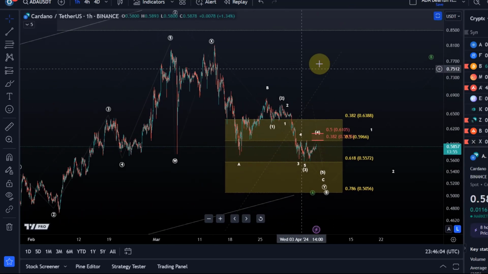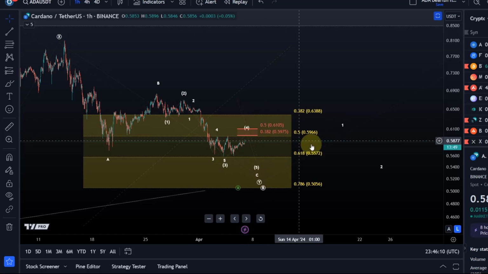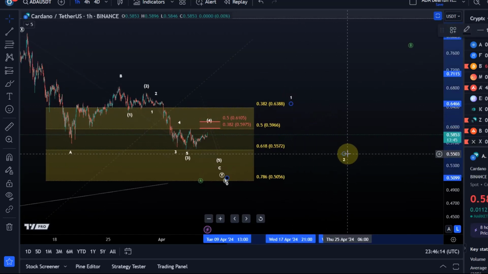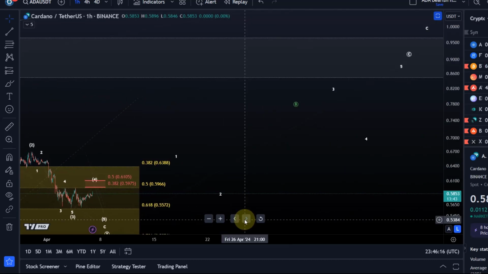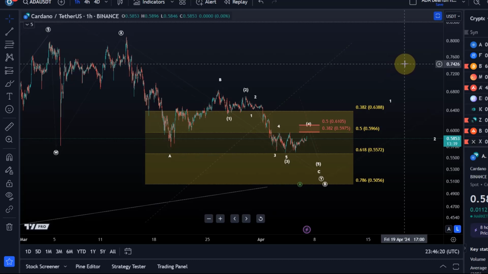Maybe we'll know more tomorrow. If it breaks above 61 cents and then gives us a corrective pullback, that might be our 1-2 setup that we want to see in order to confirm that wave C to the upside has started. That's my update about ADA.